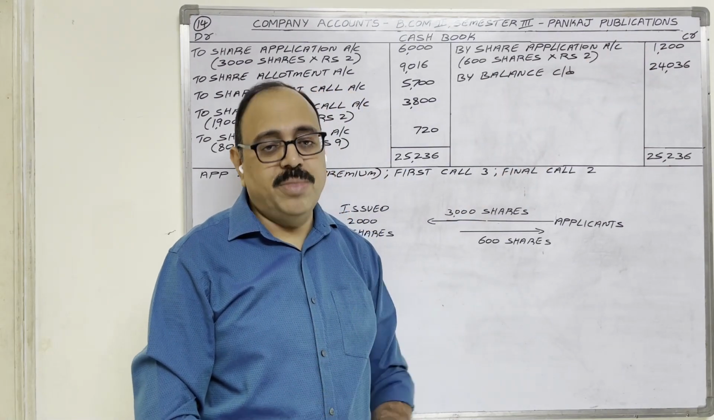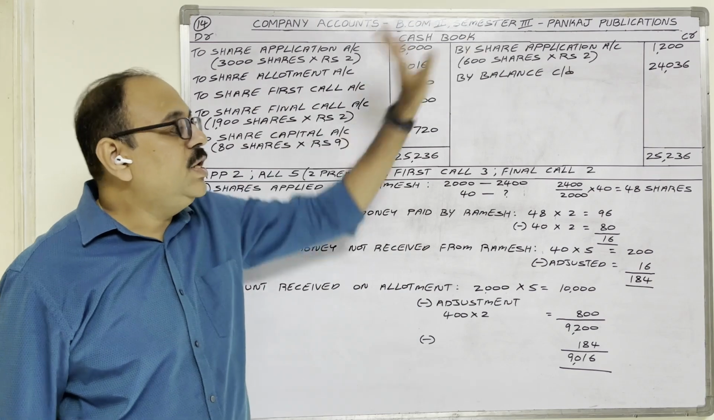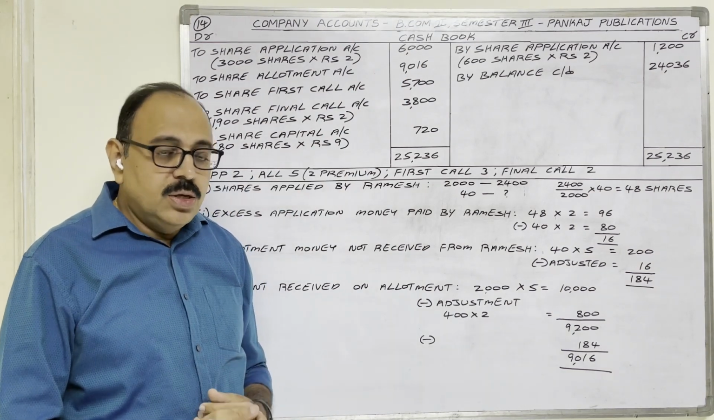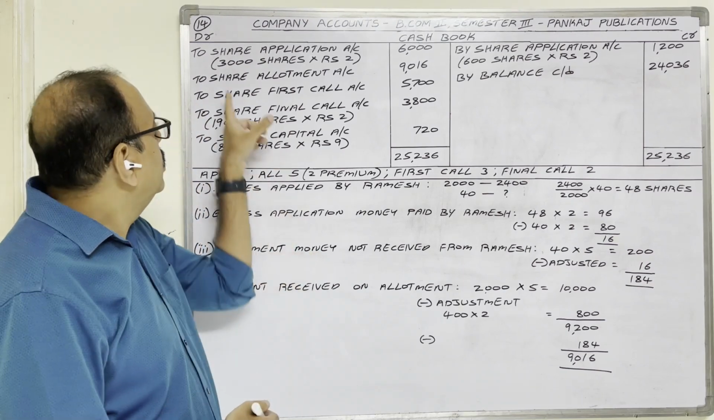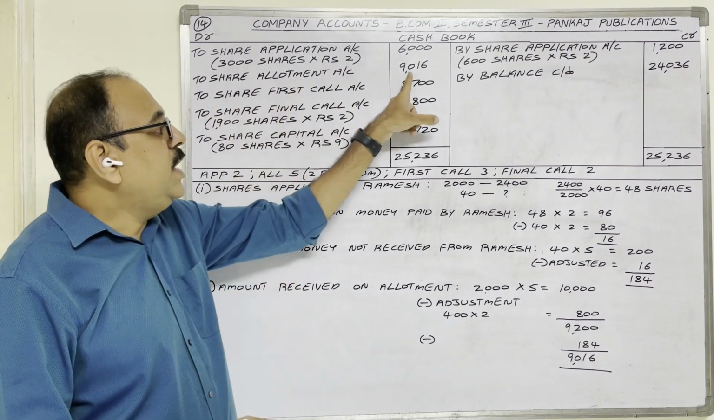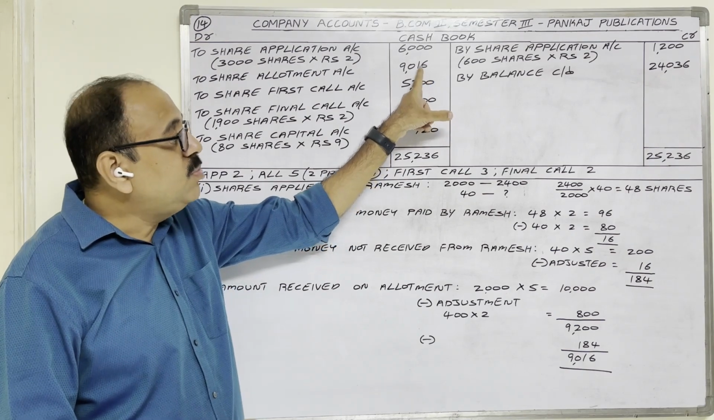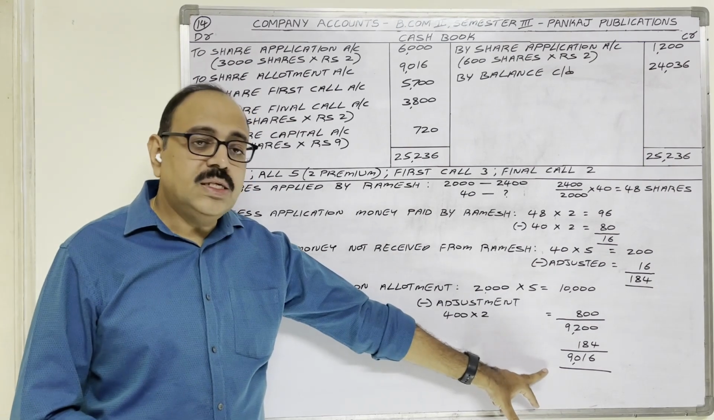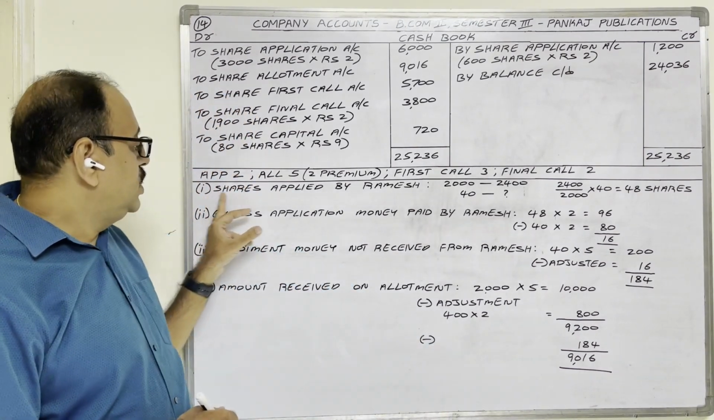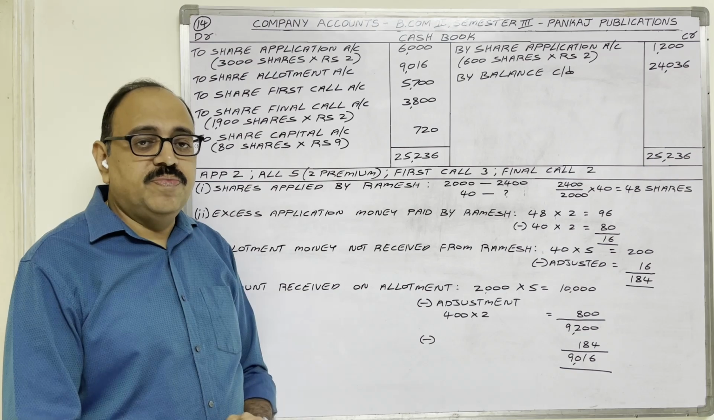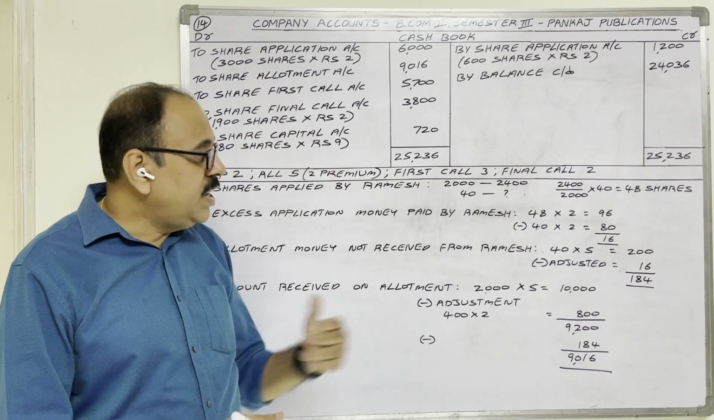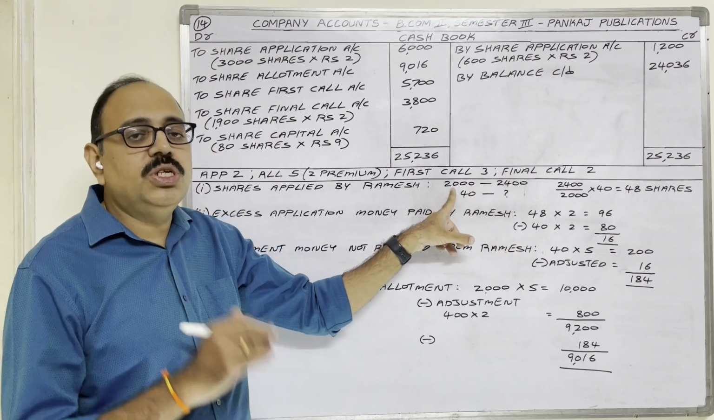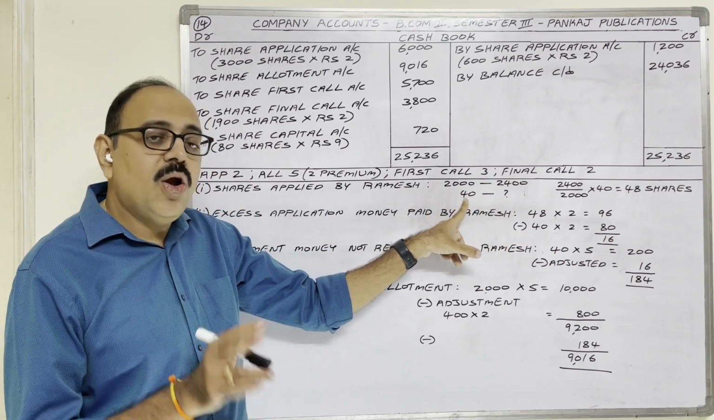Next come to allotment. The application-related 2 entries are completed. Now come to allotment. Allotment money is coming. So cash receipt, debit side, share allotment, 9016. How is this amount coming? I have shown it here. See, to calculate this, first what do we need? Shares applied by Ramesh we need. When applicants applied for 2400 shares, the company allotted 2000 shares to them. To Ramesh, the company allotted 40 shares.